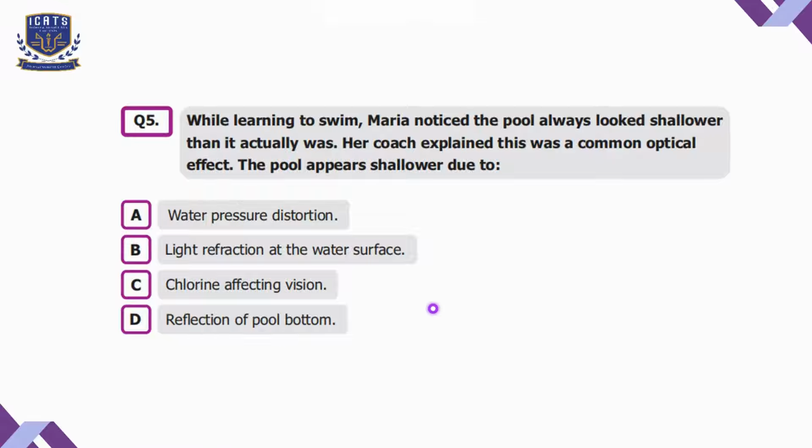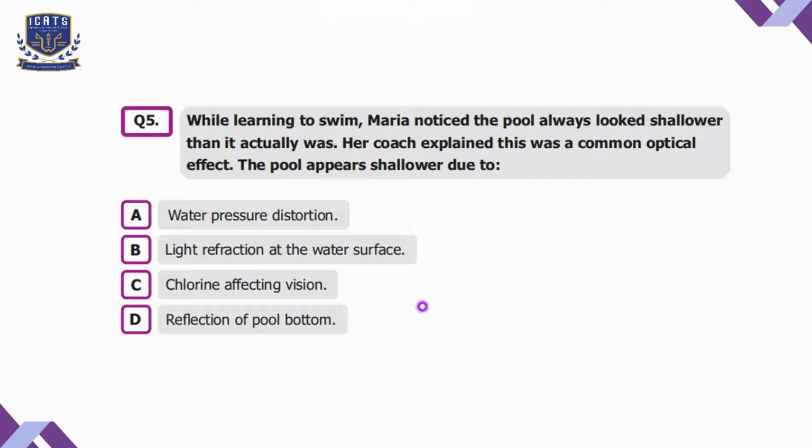So the pool appears shallower than it actually is due to the light refraction at the water surface. When light travels from air to water, it bends because light moves slower in water than in air. So this bending of light makes the bottom of the pool look closer to the surface. So the water seems shallower.